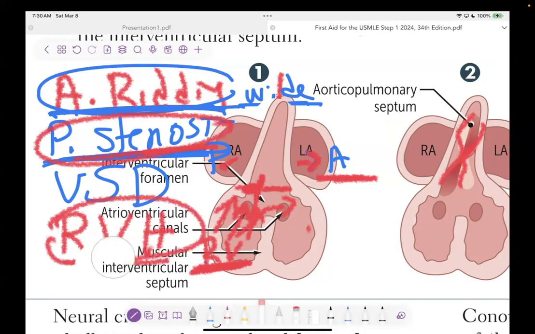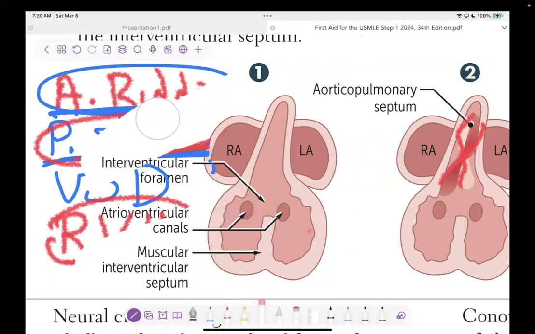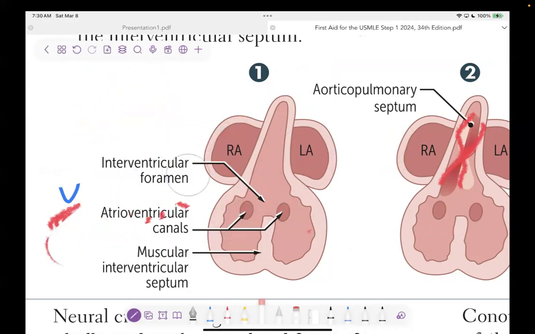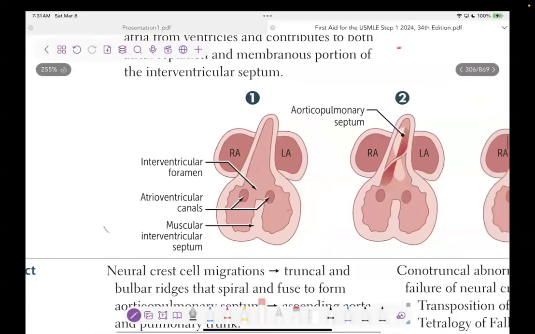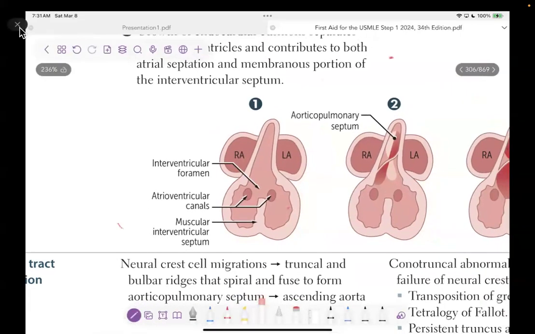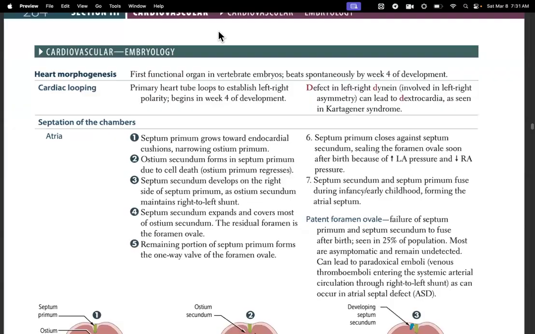However, I didn't have the plan to teach tetralogy of Fallot today because it is in pathology, but still, it is not bad to connect pathology when we are studying embryology, right? And about transposition of the great arteries, persistent truncus arteriosus and other stuff, we are going to study next day, only if you want to continue. And the lecture for today, I guess, is enough, right? All right, let me start.